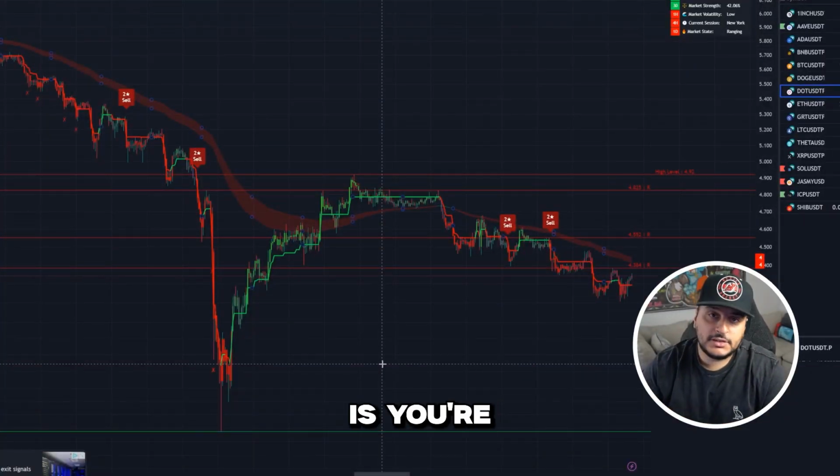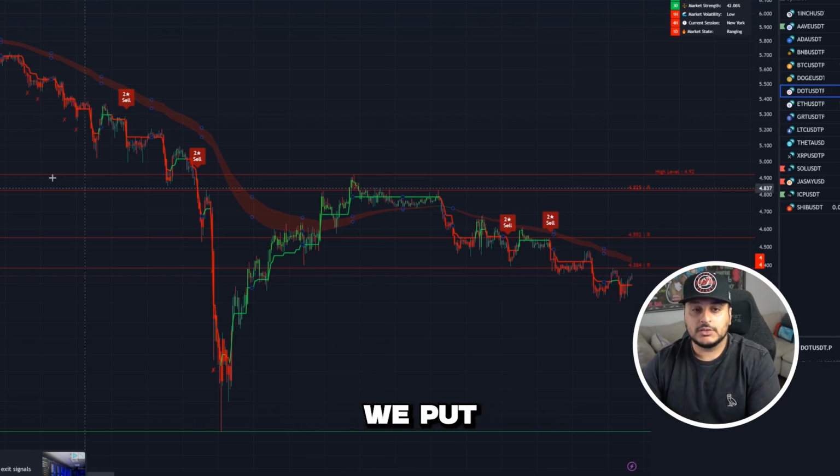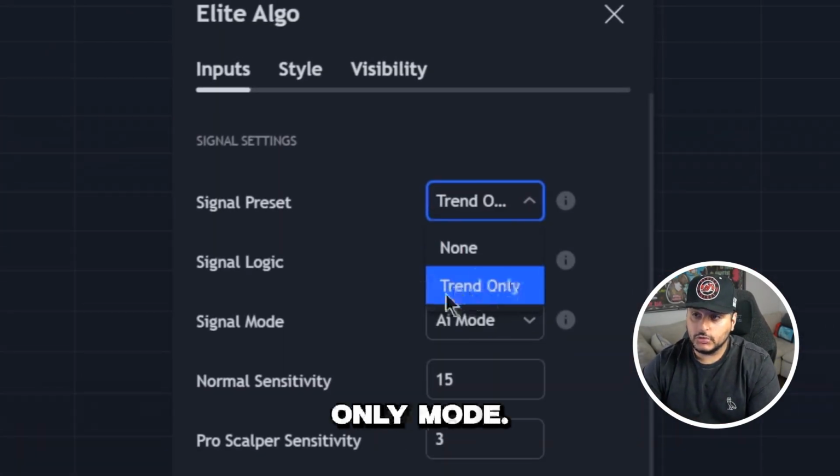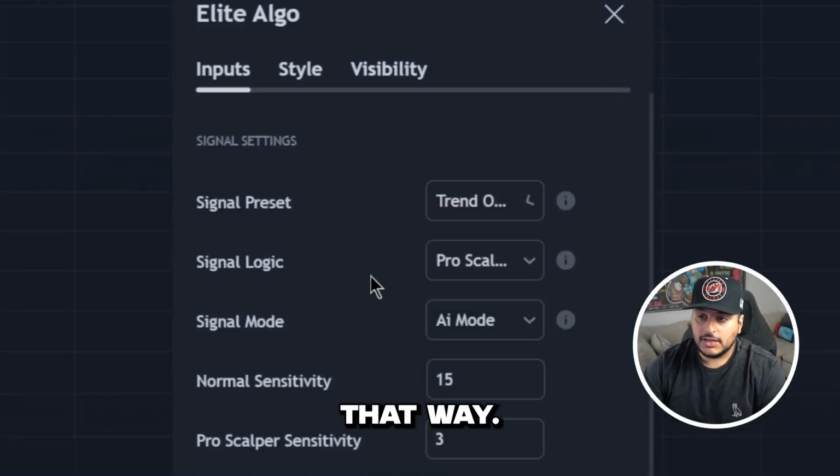So what's gonna happen is that you're gonna see that Elite Algo is gonna remove all the buy signals from the chart because we put the indicator inside the trend only mode. This is very important, okay? We're gonna make sure that this is on. That way we don't get any confusing buy signals that are against the trend.